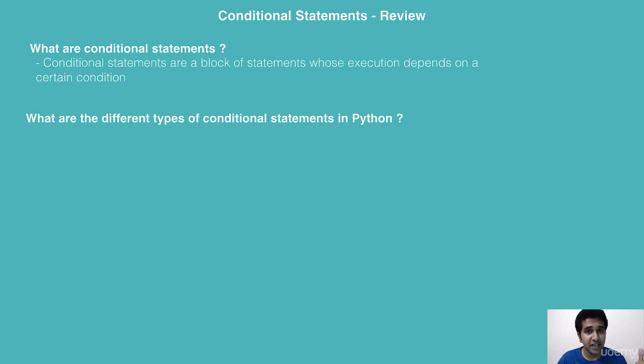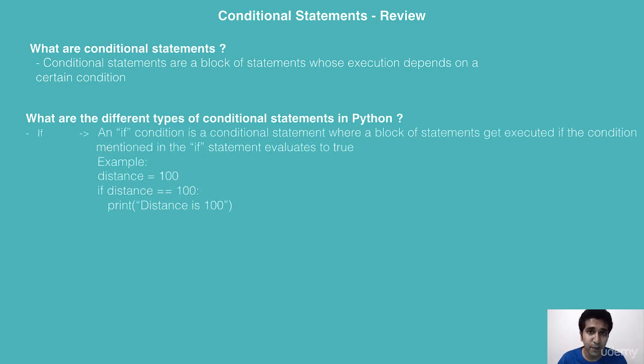The first type of conditional statement is the if statement. So what does an if statement do? It checks for a condition, and if the condition is true, then the statement under if gets executed. In this example, we assign 100 to a variable distance, and then we check if the distance is equal to 100. Now double equal to is a comparison operator. It checks if the operand on the left hand side is equal to the operand on the right hand side. So since distance is equal to 100, we get our output as distance is 100.